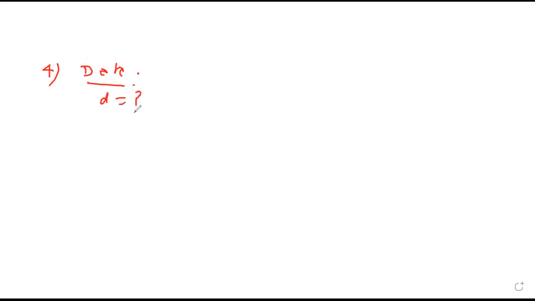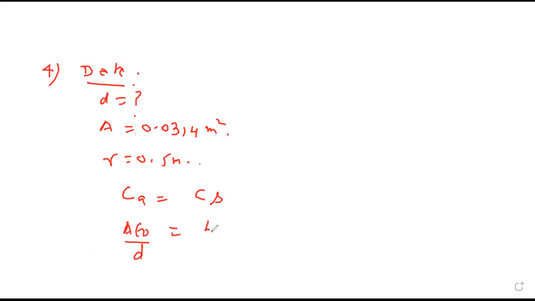The distance D between the parallel plates we want, having area 0.0314 meter square, is placed so that the air capacitor is the same as a conducting sphere of radius 0.5 meter. So the air capacitor capacity is the same as the conducting sphere capacity. This is A epsilon naught by D, and this is 4 pi epsilon naught R. Just now I explained how. So D will become A epsilon naught upon 4 pi epsilon naught R.